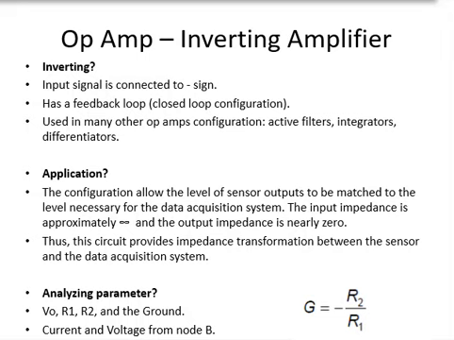For application purposes, the configuration allows the level of sensor output to be matched to the level necessary for the data acquisition system. The input impedance is approximately infinite and the output impedance is nearly zero. Thus, this circuit provides impedance transformation between the sensor and the data acquisition system. For the analysis, we will use V0, R1, R2 and the ground, and also current and voltage from node B. The degree of amplification G for the inverting amplifier is given by G equal to minus R2 over R1.